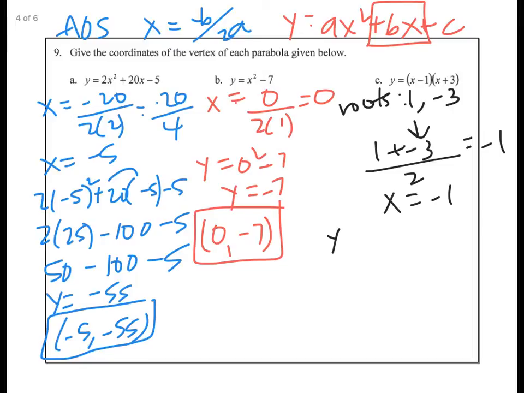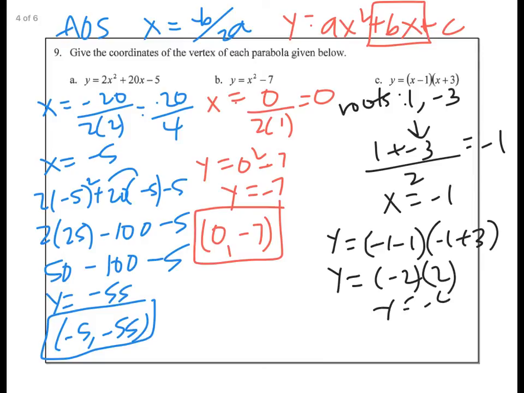Then I'm going to plug that back in to get my y. So I have negative 1 minus 1 and negative 1 plus 3. That gives me negative 2 times 2, so y is negative 4. So my vertex is at negative 1, negative 4.